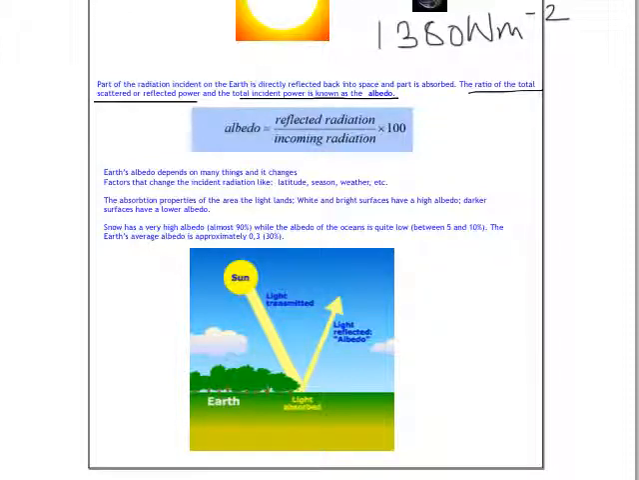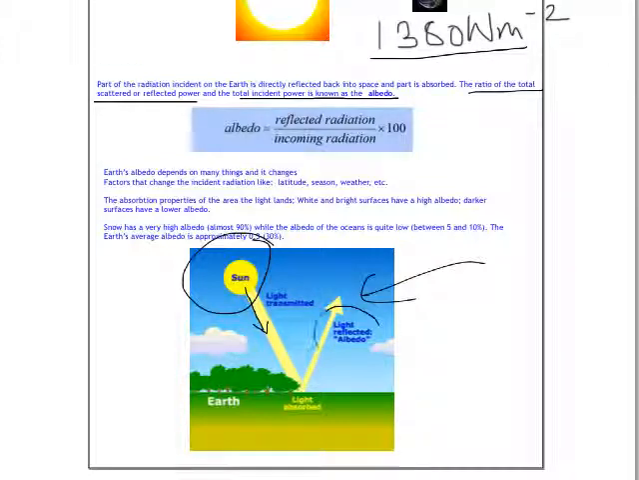So if we look at this diagram, which is really simple, the sun emits some light energy, or 1,380 to be exact. However, some of it is reflected. The ratio of this reflected to this incoming gives us the albedo.